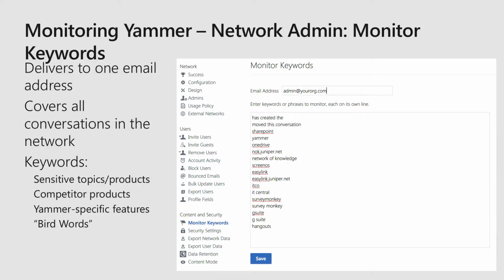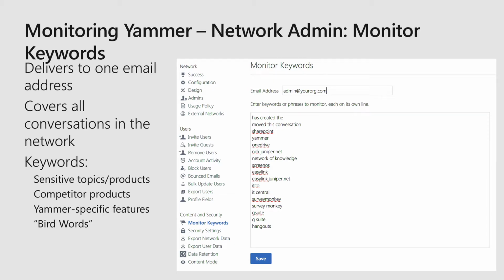Now, there's a bunch of different ways to monitor Yammer. I think obviously reading every post, but who has time for that, right? So there's a couple functions I want to let you know about you might not be aware of. In Yammer itself, in the admin console, there's a keyword monitoring function. You get a single email address, and it covers all of the conversations in the entire network, including private groups. And you can set up these keywords. And anytime someone creates a post in Yammer with one of these keywords or phrases, you'll get the email. And I'll show you what that looks like in a second.